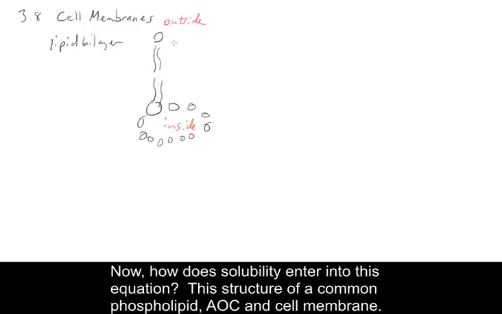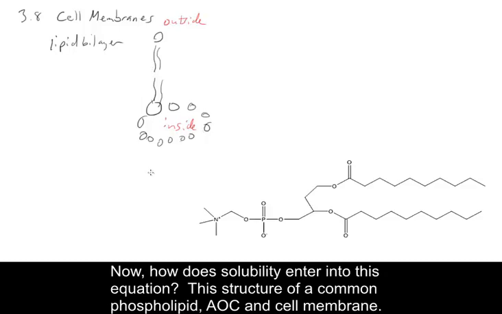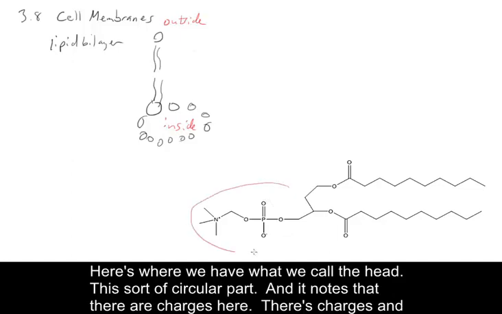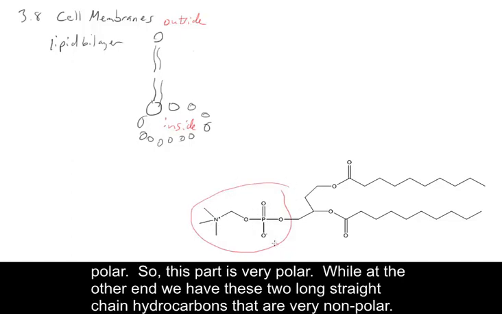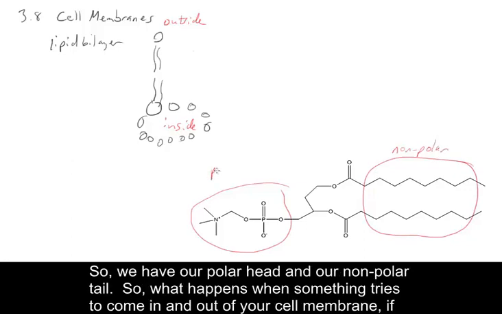Now, how does solubility enter into this equation? The structure of a common phospholipid that you'll see in a cell membrane. Here's what we call the head, the sort of circular part. And you'll notice that there are charges here, and there are a lot of polar bonds. Phosphorus-oxygen bonds are polar, oxygen-carbon bonds are polar, nitrogen-carbon bonds are polar. So this part is very polar, while at the other end, we have these two long straight chain hydrocarbons that are very nonpolar. So we have our polar head and our nonpolar tail.